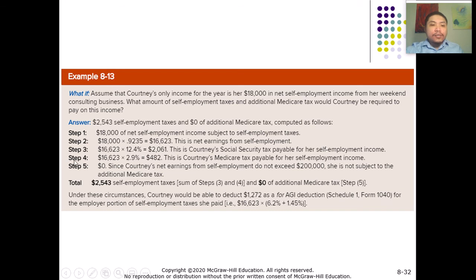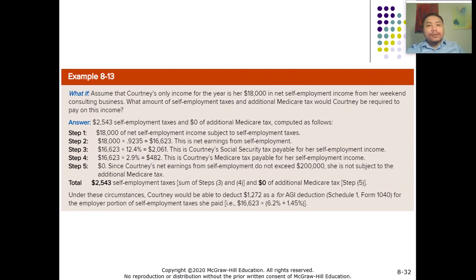So that's step 3. Then we move to step 4. Again, we take the tax base, which is $73,880, times 2.9%. It is 2.9% because she has to pay the portion of the employee and the portion of the employer. If it were just the employee part, it would be 1.45%. Remember, right? That gives us $2,143. This is her Medicare tax from her self-employment.